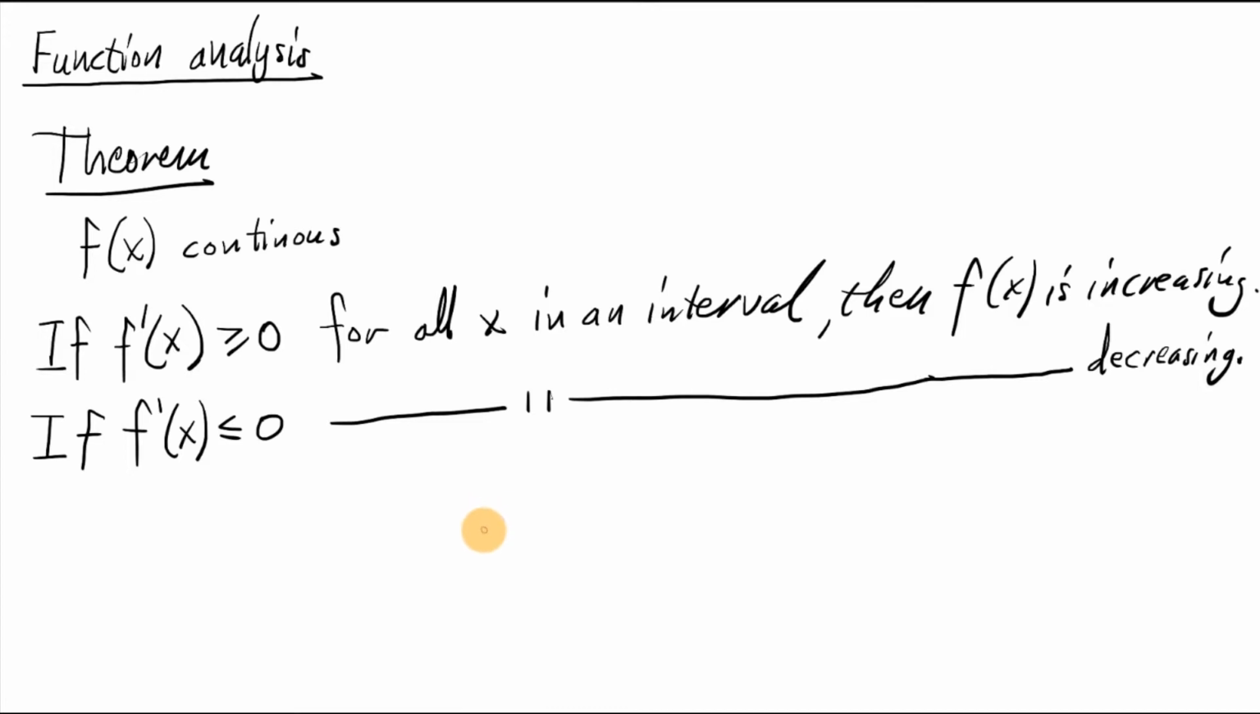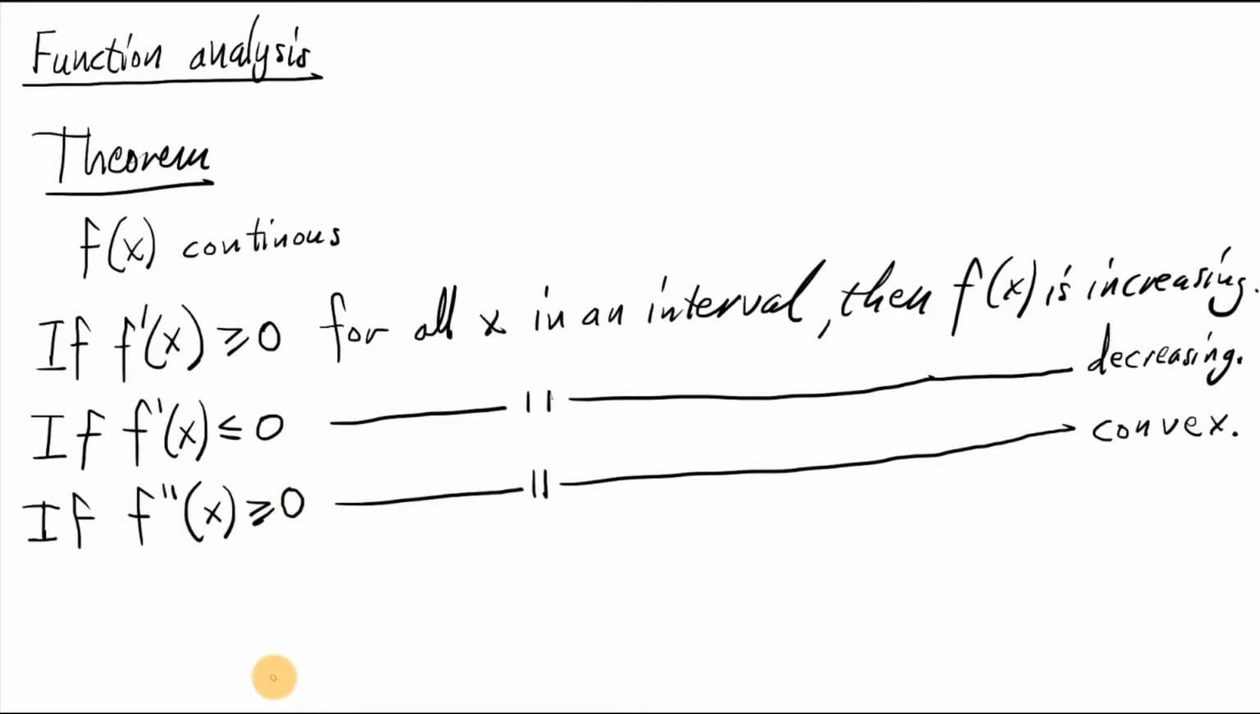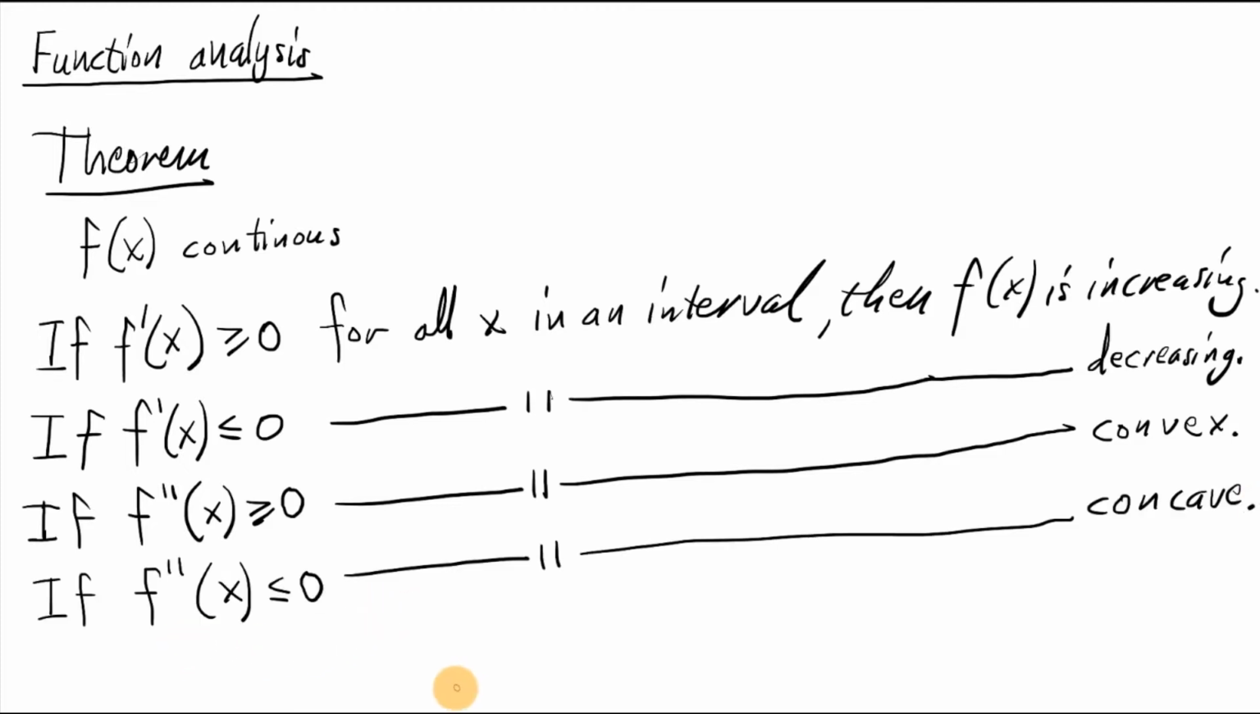And if the second derivative is larger than or equal to 0 for all x in an interval, then the function is convex. And if the second derivative is less than or equal to 0 for all x in an interval, then f of x is concave.